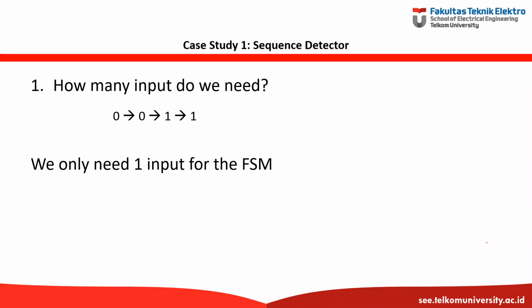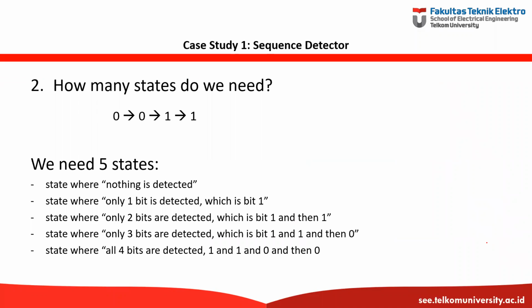First, how many inputs do we need? We only need one input for the FSM because the data comes in series or in sequence. How many states do we need? Okay, so we need 5 states in this case. The first state is nothing is detected. Now, the second state is the state where only one bit is detected.